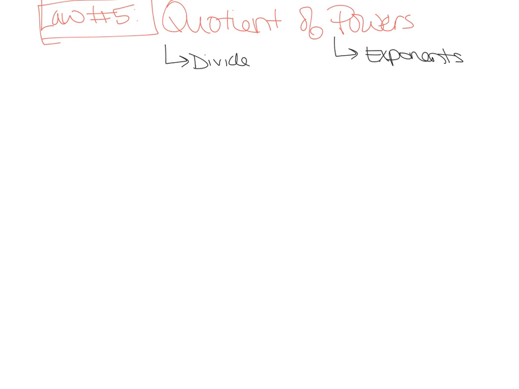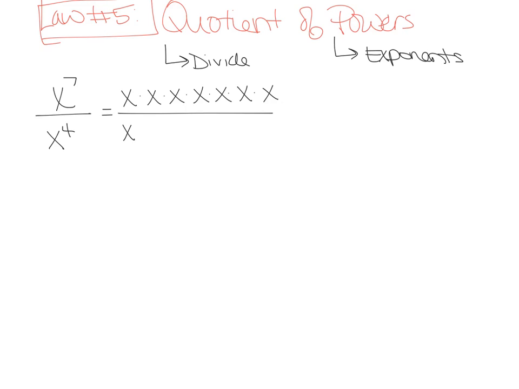All right. So what operation is going to be between my exponents? It's going to be division. And how do we represent division? We use a fraction bar. So let's do x to the 7th over x to the 4th. We're trying to figure out our shortcut. So I can expand out x to the 7th with 7 x's. I can expand out x to the 4th with 4 x's.